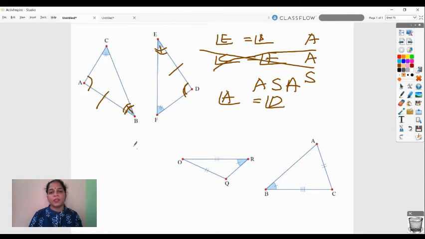And the side is between them. Surely this is an ASA postulate now, and it is surely meeting the criteria of congruence. Now let's look at this.